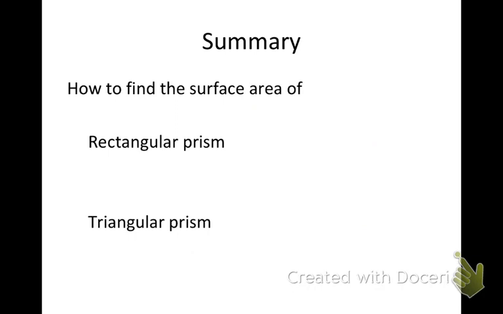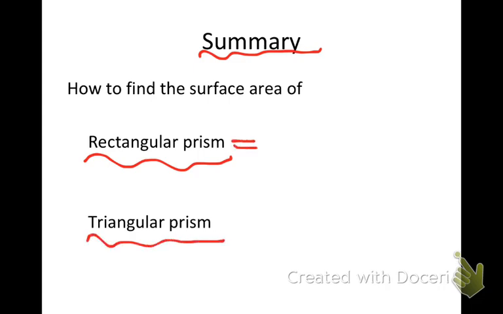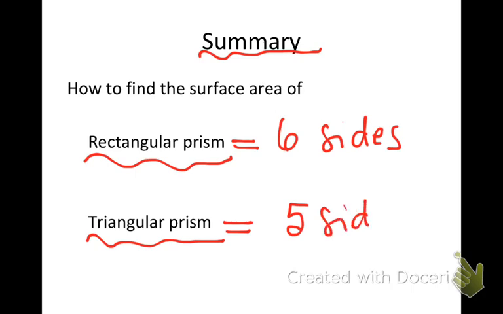Oh, that was it. So in summary, how to find the surface area of a rectangular prism and a triangular prism. So how many sides are there on a rectangular prism? There are 6 sides. You kind of have to divide it all up. How many are there in a triangular prism? There are 5 sides. We will practice some more of these during class. If you have questions, please write those in your notebook, and I will see you tomorrow.